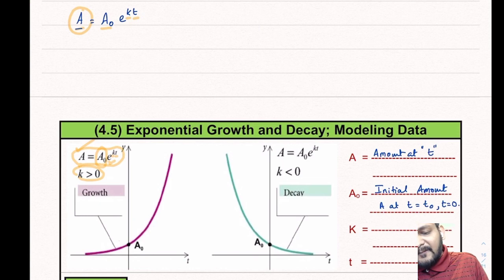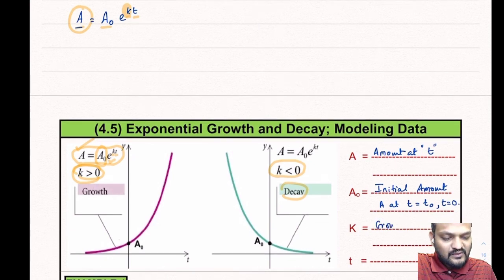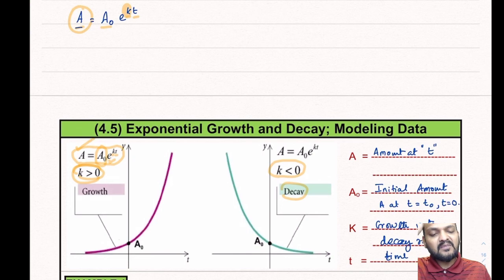This k right here is the growth rate if k is positive. It's a decay rate if k is negative. So k depends on whether it is positive or negative. It is either a growth rate or a decay rate. And t is the time. So these are the main components of this exponential growth model.